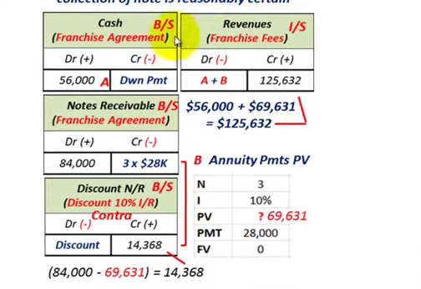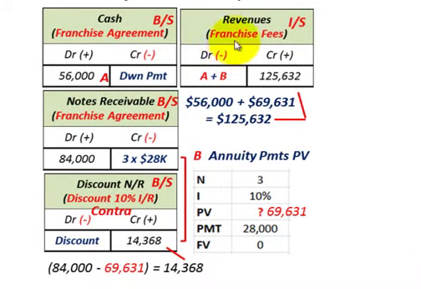So what we want to look at is how we'd record this, and we're going to be concentrating on our revenues for these franchise fees in our income statement. So what we have to do is break this apart. We know what the cash payment is, the down payment. We debit our cash for $56,000. That's our down payment, and that would be recognized as part of our revenues.